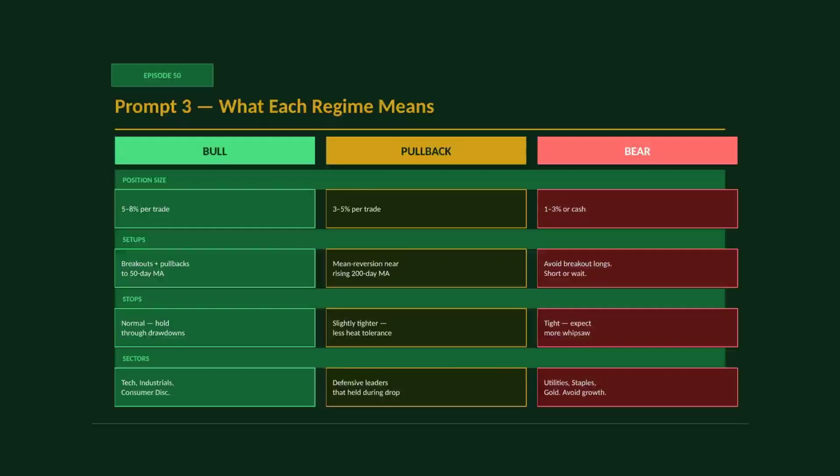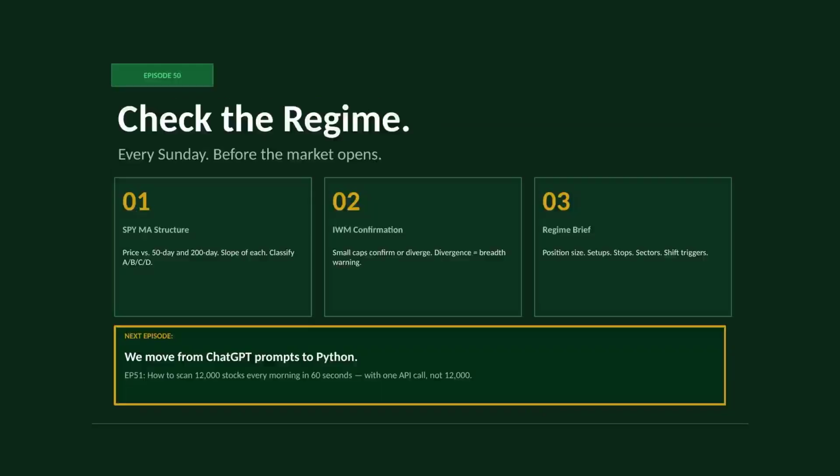Market regime is the context for every other technical tool we've covered in this series. Chart patterns, indicators, volume, moving averages, momentum, Fibonacci, VWAP, sector rotation, watch list filters, all of them perform better when you apply them in the right regime. The 3 prompts we covered today, SPY structure, IWM confirmation, regime to strategy translation, take about 10 minutes to run. Do it once a week, every Sunday before the market opens.